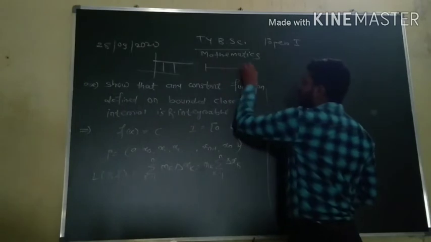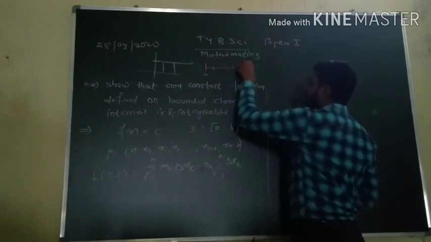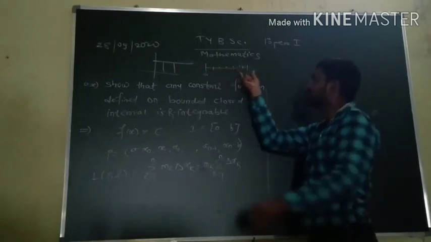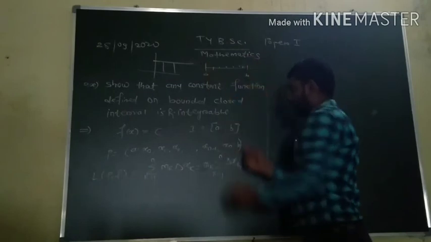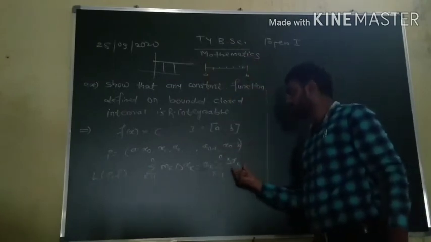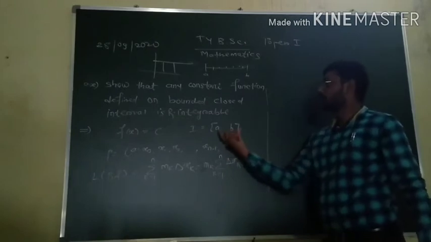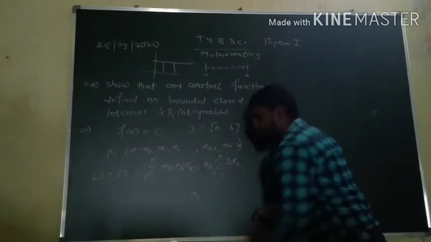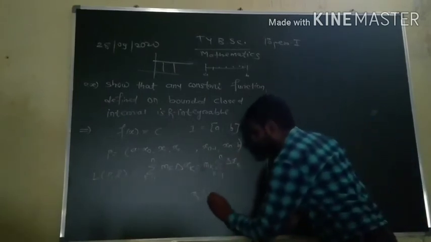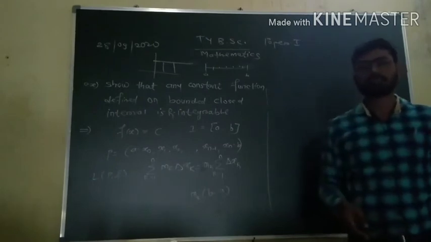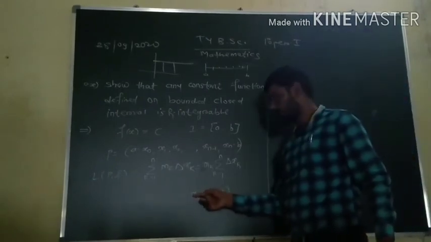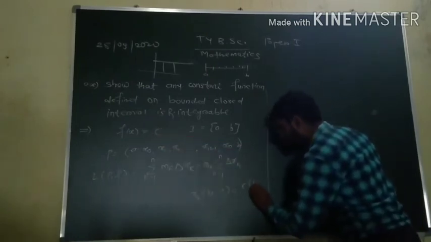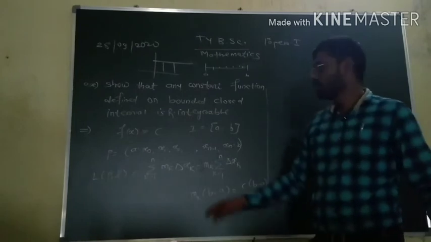So this is our interval a to b, and these are the subintervals: first subinterval, second, and so on. The sum of the lengths of all subintervals is nothing but the length of the interval, and the length of the interval a to b is b minus a. So lower sum becomes mk, as it is outside, times b minus a. And small mk is what? C, some fixed value c. So c into b minus a. This is the lower sum.